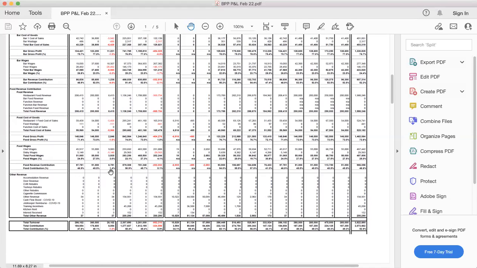We're up in revenue in this category. Our cost of goods are slightly down, but with really strong control of food wages, you can see that that's balanced it out at the end of the day to make sure that our contribution is higher than budget.